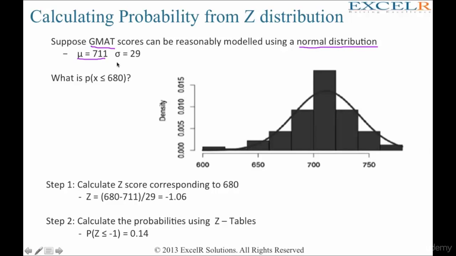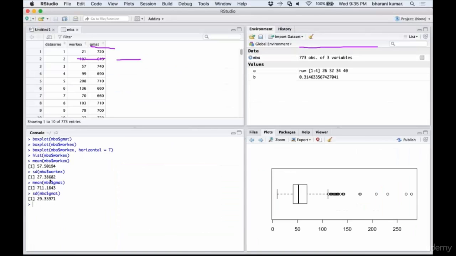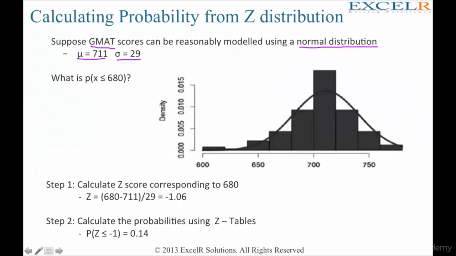with mean mu 711 and standard deviation sigma, which is 29. I've also calculated this. Mean for GMAT is 711 and standard deviation for the GMAT is 29, roughly. Now, what is the probability that if you pick a student randomly, the student's GMAT score is going to be less than or equal to 680? This is what we need to calculate now.